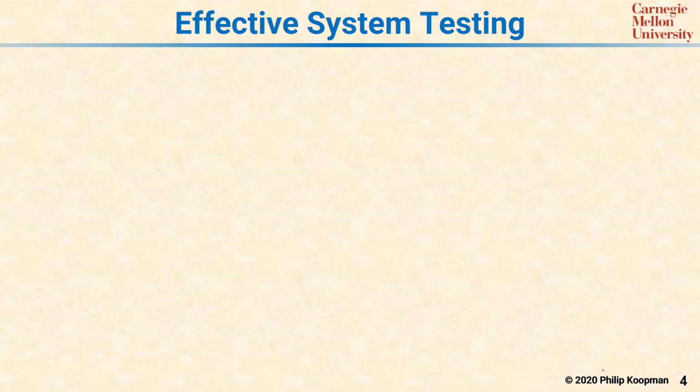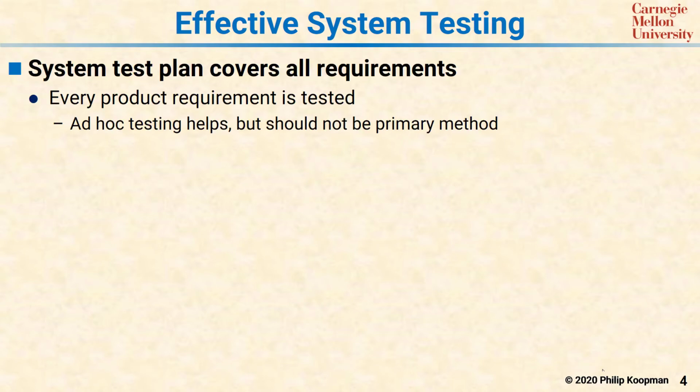Effective system testing should not emphasize particular lines of code, but rather making sure that all the pieces work together as they're supposed to and the product actually does what the customer needs it to do. So there's a system test plan, and its metric of coverage is were all the requirements covered, not particular lines of code. Measuring coverage in particular requires making sure that every product requirement is tested.